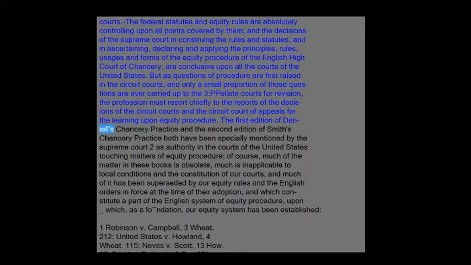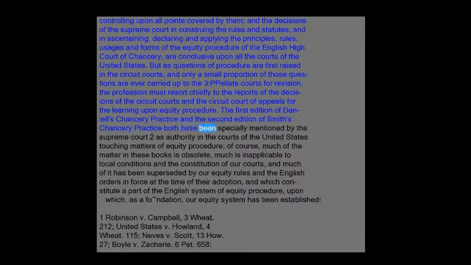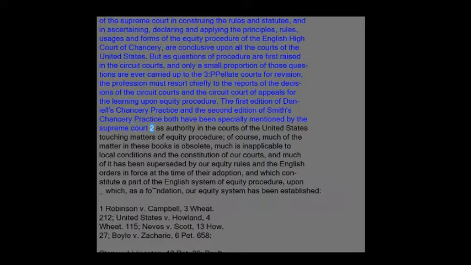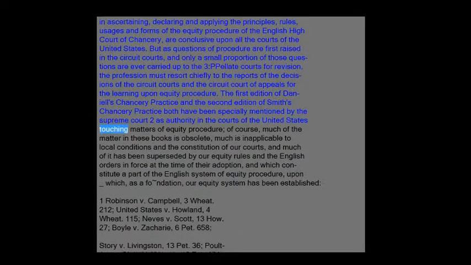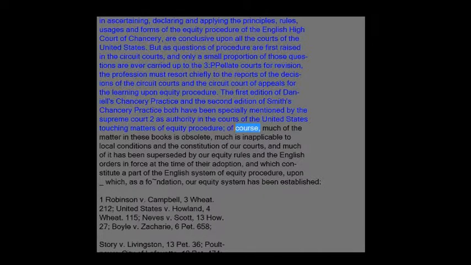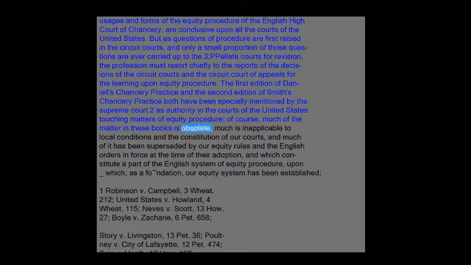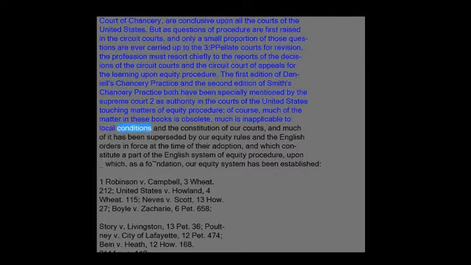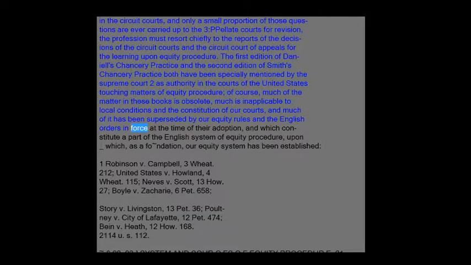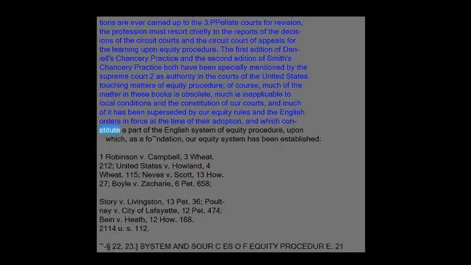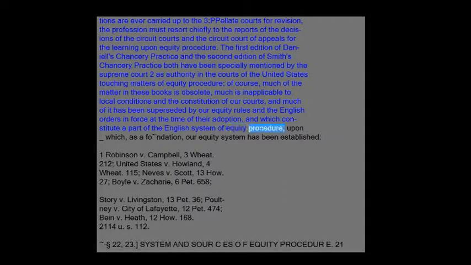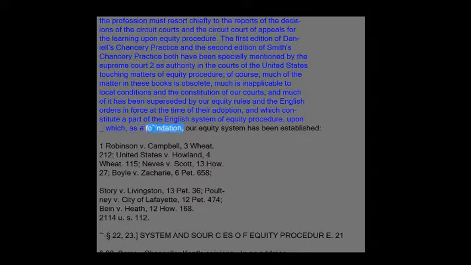The first edition of Daniel's Chancery Practice, and the second edition of Smith's Chancery Practice, both have been specially mentioned by the Supreme Court as authority in the courts of the United States touching matters of equity procedure. Of course, much of the matter in these books is obsolete, much is inapplicable to local conditions and the constitution of our courts, and much of it has been superseded by our equity rules and the English orders in force at the time of their adoption, and which constitute a part of the English system of equity procedure, upon which, as a foundation, our equity system has been established.